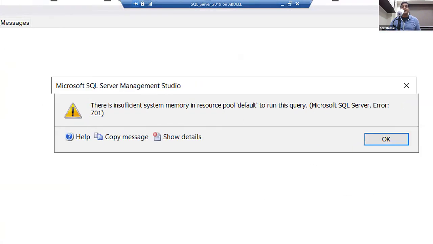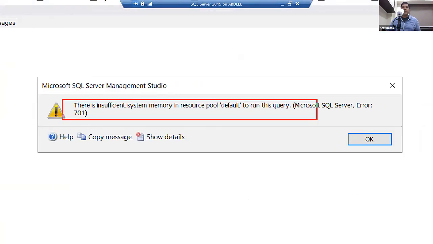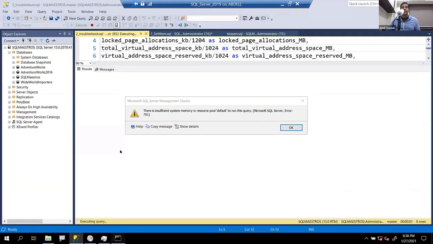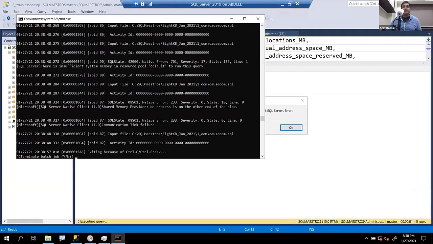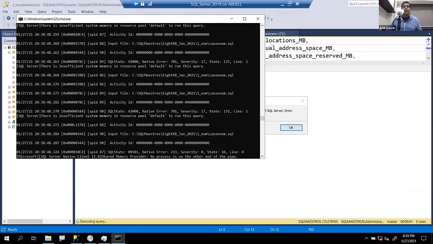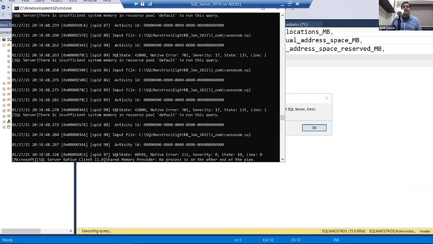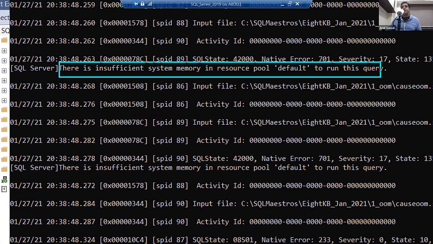So this says there is insufficient system memory in resource pool default to run this query. Well, this is fine. Let's go and look at what's happening here. And right here, you can see OOM errors, and you can see there is insufficient system memory in resource pool default to run this query. So what exactly happened was that we set the max memory to 700 MB, and the batch file was actually opening up cursors, but it wasn't closing them. So there were a lot of orphan cursors at one point crossing 700 MB, and then it hits the OOM exception.